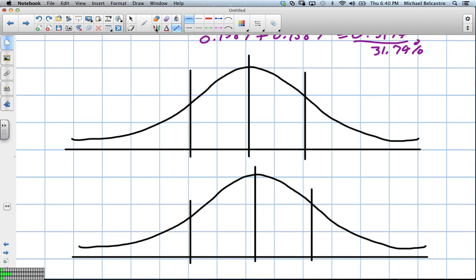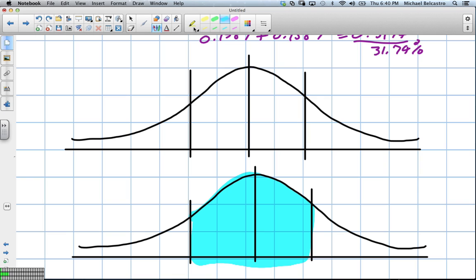Okay, let's say they said, no, instead in this one, we want to find the middle. If they say we want to find the middle, that means we're looking for this area under the curve. I'm just going to fill it in. So we want just that amount, and that's what we're looking for.